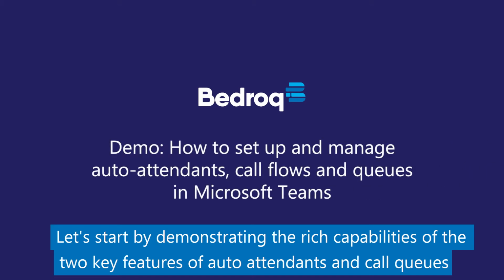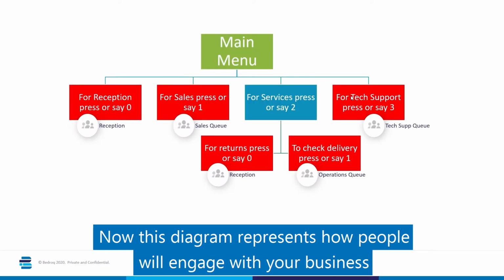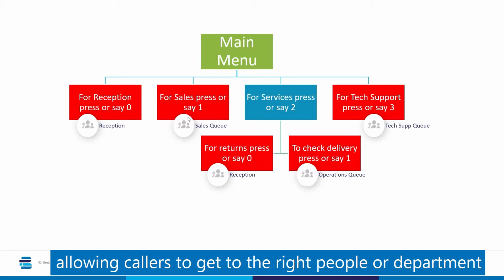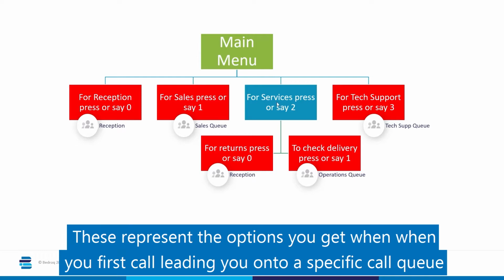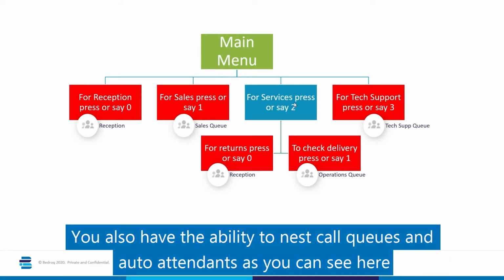So let's start by demonstrating the rich capabilities of the two key features of auto attendants and call queues. Now this diagram represents how people will engage with your business, allowing callers to get to the right people or department. In the red boxes we have the auto attendants. These represent the options you get when you first call, leading you onto a specific call queue. You also have the ability to nest call queues and auto attendants, as you can see here.